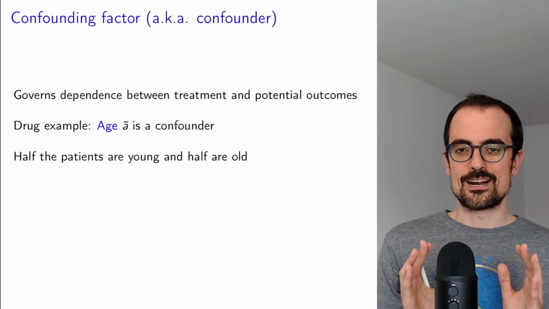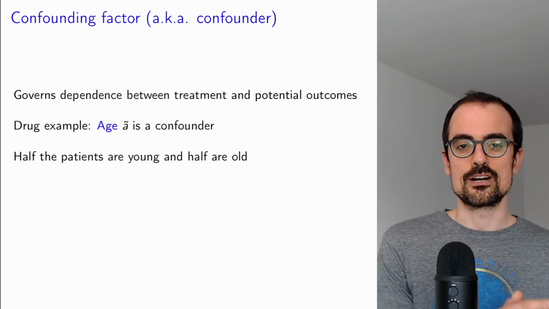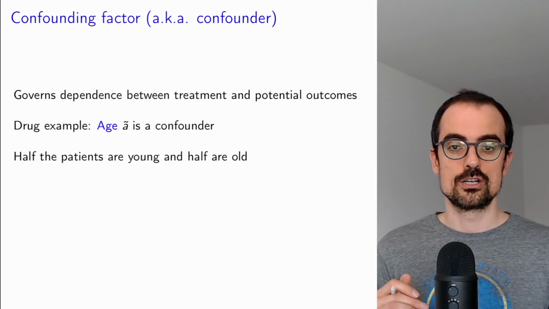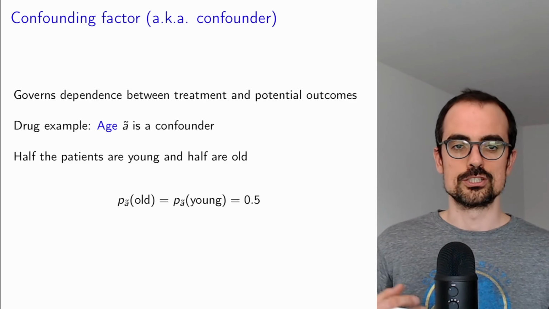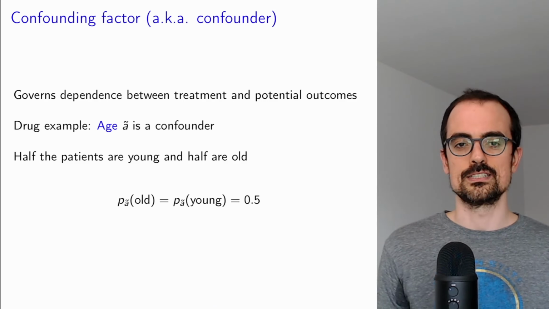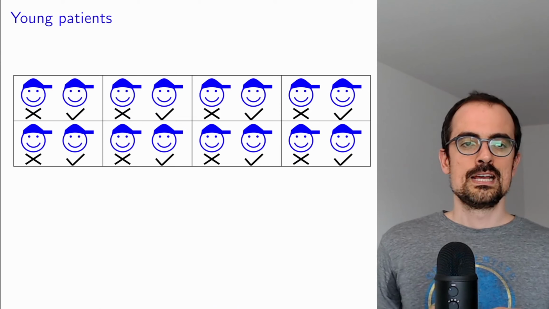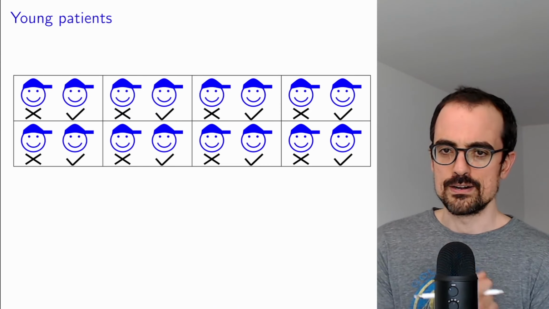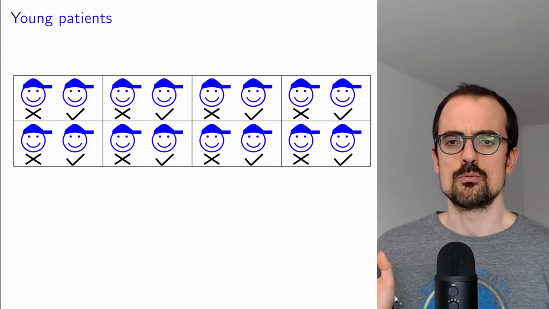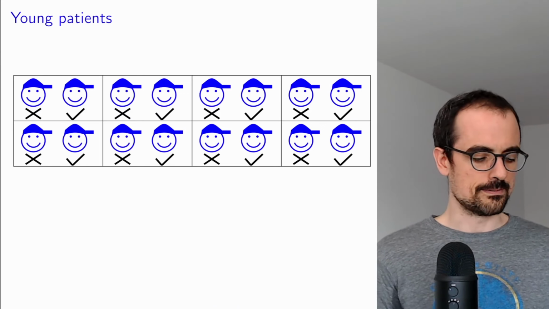We're going to assume in our example that half the patients in the general population are young and half are old. So the probability of being old and the probability of being young is just 0.5. These are our young patients. They're very healthy. They would recover no matter what happens, whether you give them the medicine or not.